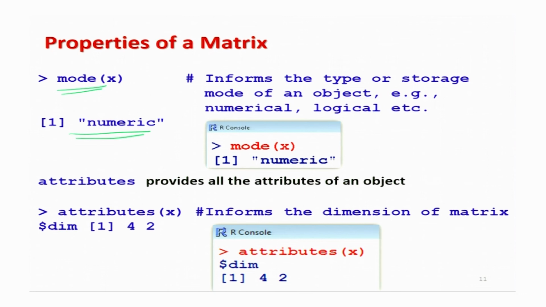And similarly, we have one more command, attributes. This also provides all the attributes of an object. In this case, because it is a matrix, if you write attributes(x) inside the parenthesis, then it will give you this type of information, which tells you the dimension of this X, which is 4 and 2, that is 4 rows and 2 columns. The spelling of attributes is ATTRIBUTES, all in lowercase, small alphabets. So, this is how you can obtain this type of information.